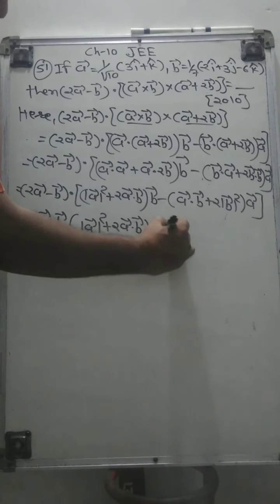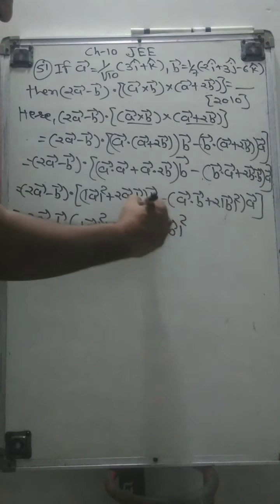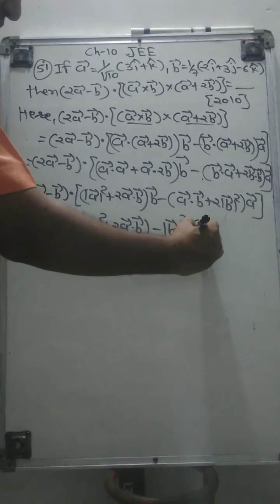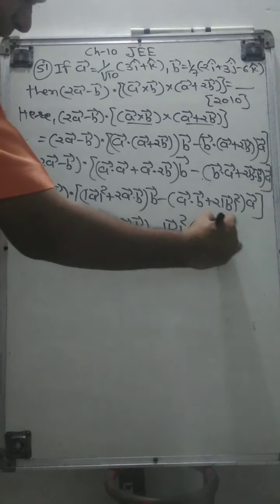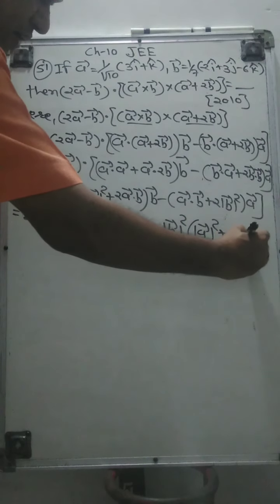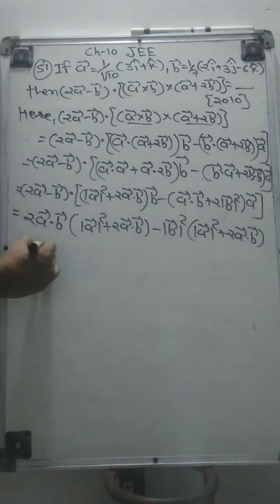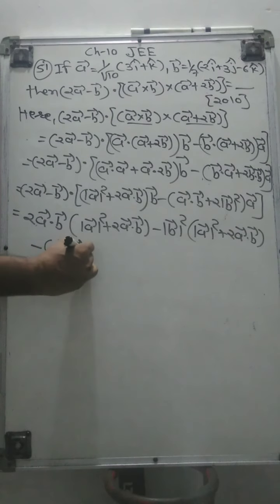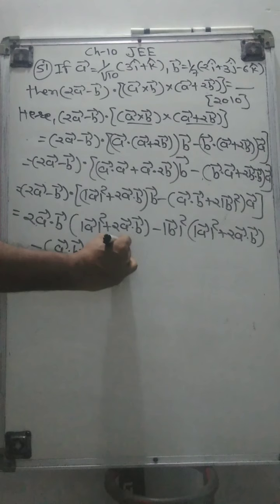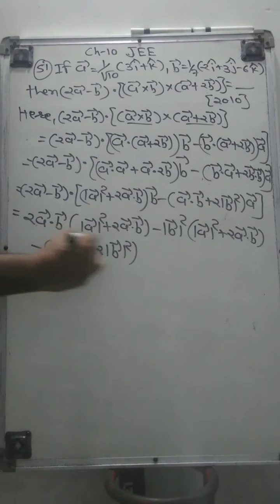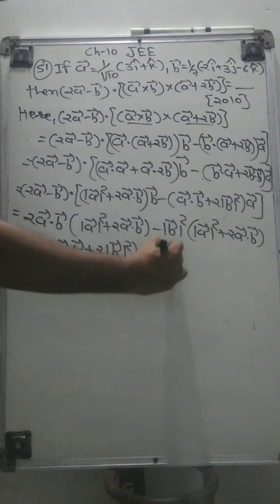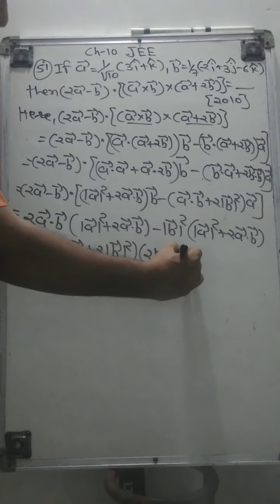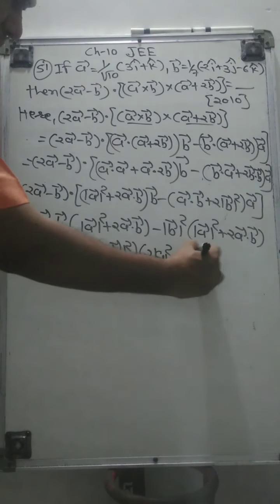minus mod b square into bracket mod a square plus 2a dot b minus a dot b plus 2 mod b square, and then 2 mod a square minus a dot b.